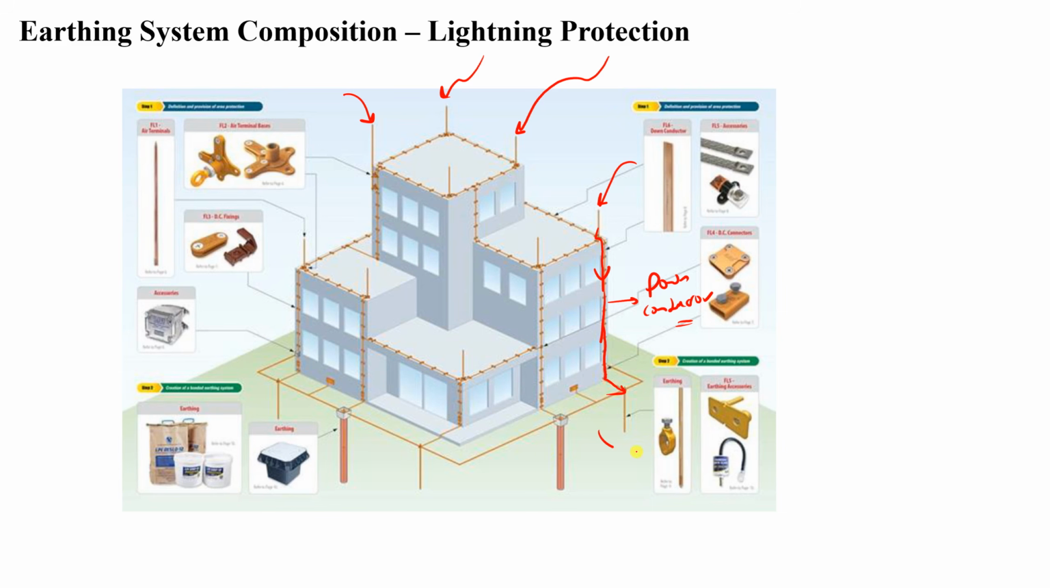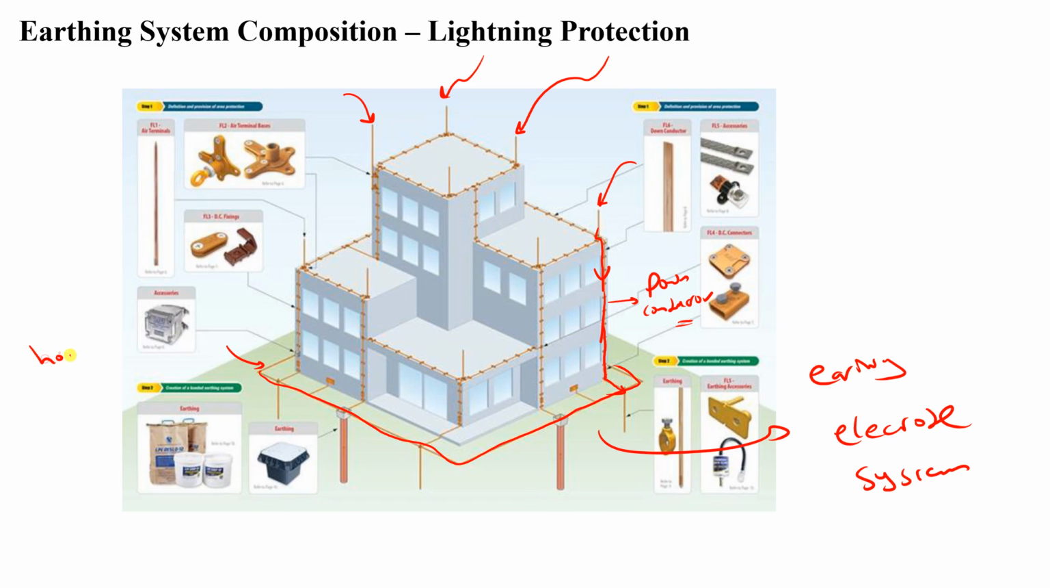This is what we call the earthing electrode system, also known as the earth termination system, also known as the earthing network. All of these are exactly the same terminology. Earthing electrode system, all of this, what you see here. See, this one is a horizontal conductor.